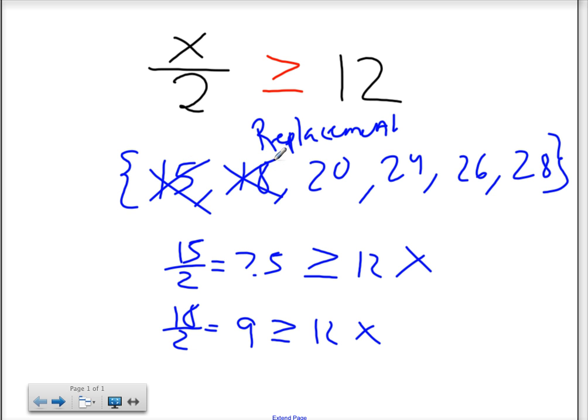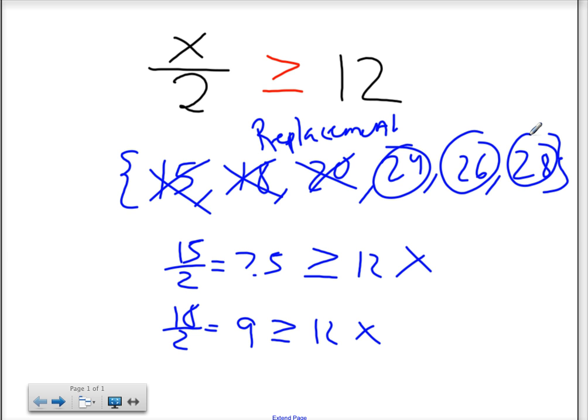Let's check 20. 20 divided by 2? No. Still too small. What about 24? Yes. 24 divided by 2 is 12. Even though it's not greater than, it is equal. Because of this condition, you know 24 works just fine, right? What about 26? Yes. But notice, is that okay? As long as it's greater than, it's fine, right? So that worked just fine too. What about 28? Yeah. Sure, it's bigger.